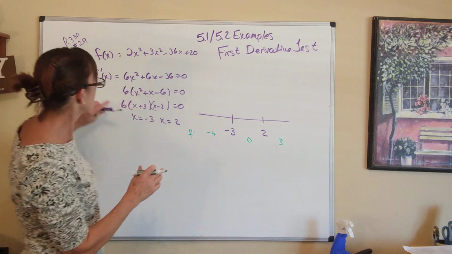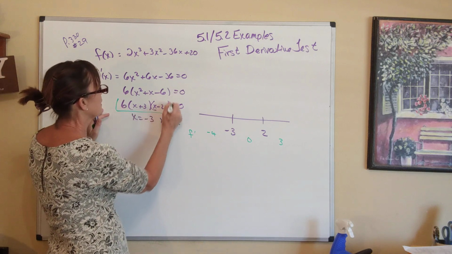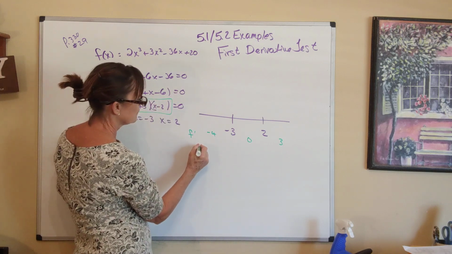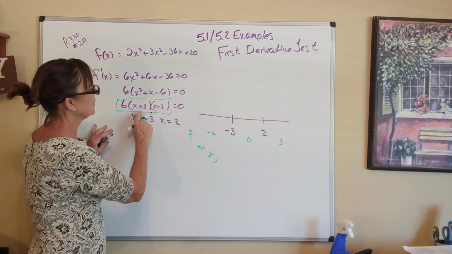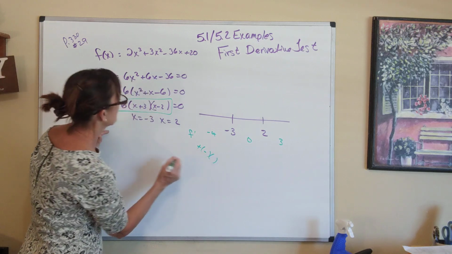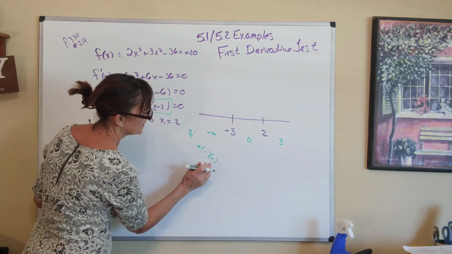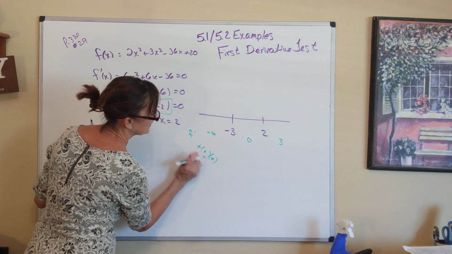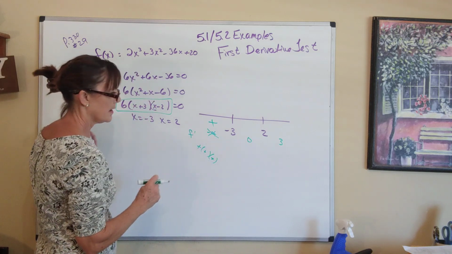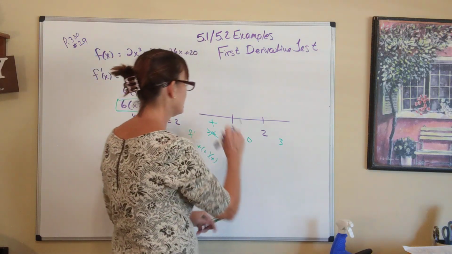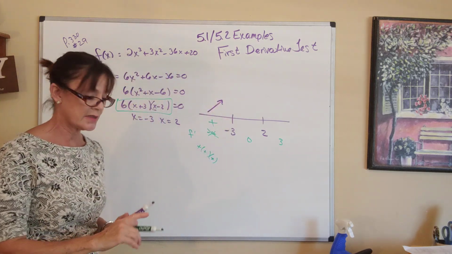So here is the first derivative, and I'm going to plug in negative 4. I have a 6, which is a positive. And then if I put in negative 4 plus 3, that's a negative 1, so that's a negative. And then if I put in negative 4 minus 2, that's another negative. And a negative times a negative is a positive, times a positive means this region is positive. That gives me information about the function itself. That means the function itself is increasing right there.